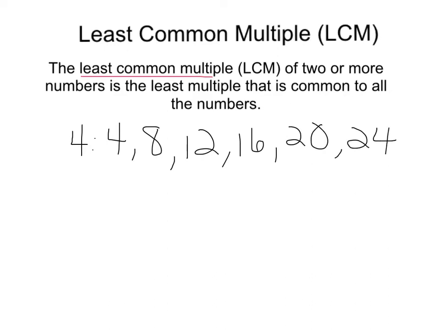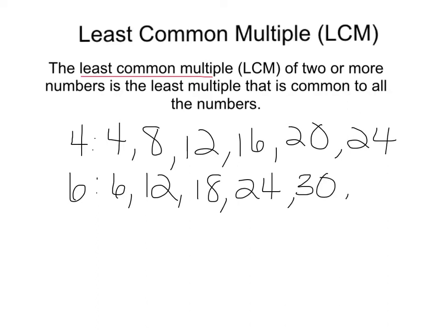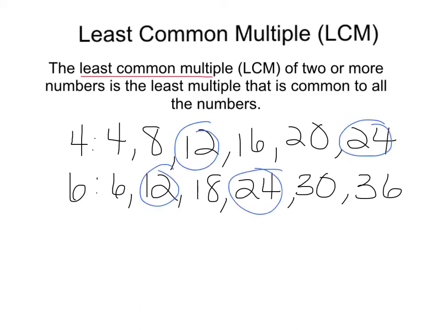Alright, then if we want to do the multiples of 6, we would have 6 times 1 is 6, 6 times 2 is 12, 6 times 3 is 18, 6 times 4 is 24, 6 times 5 is 30, 6 times 6 is 36. The ones they have in common, the common multiples, are 12 and 24. But if we were looking for the least common multiple, that's the smallest number that they have in common, that would be 12. So the least common multiple for 6 and 4 is 12.